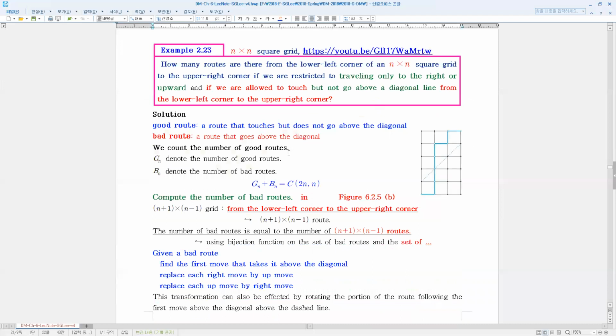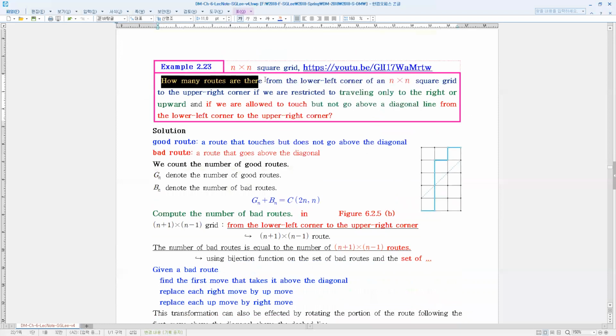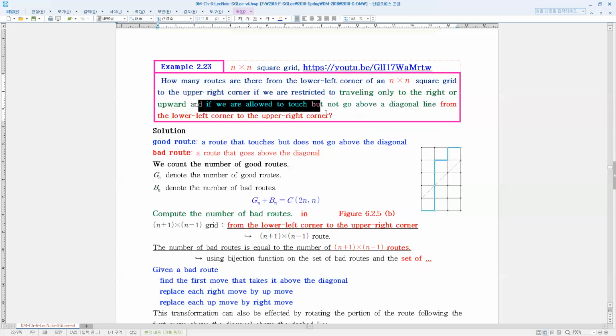Example 2.23, n by n square grid. How many routes are there from the lower left corner of the n by n square grid to the upper right corner if we are restricted to traveling only to the right or upward, if we are allowed to touch but not go above the diagonal line from the lower left corner to the upper right corner?